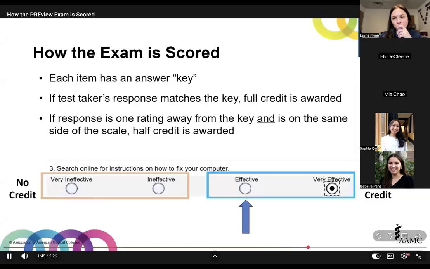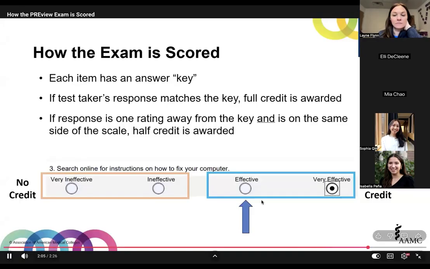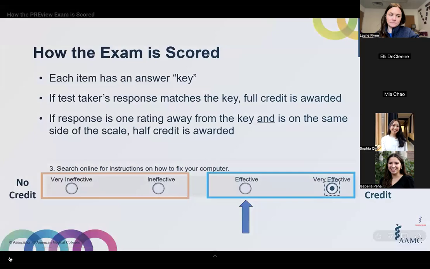And this goes the other way. If the key for this was ineffective and you chose very ineffective, you would get partial credit for very ineffective because it is one away and on the same side of the scale. But if you chose effective, also one away, but wrong side, you would not receive any credit for that question. So I know it's a little bit confusing, but it's important to keep that in mind, especially as you do practice exams, because understanding where you've got full and partial credit is really important with evaluating your choices.